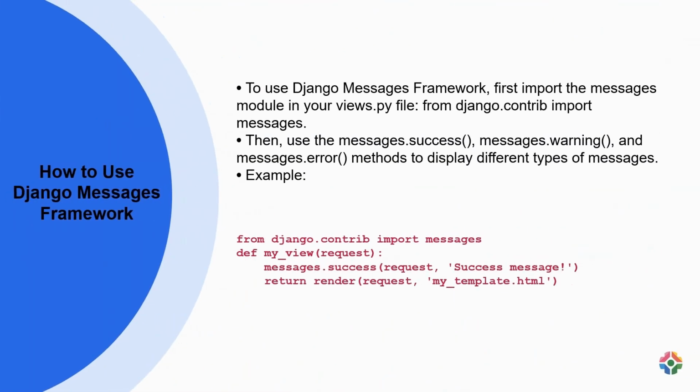To utilize the Django Messages framework in your Django project, you begin by importing the Messages module in your views.py file using the statement from django.contrib import messages. Next, you can utilize the messages.success, messages.warning, and messages.error methods to exhibit varied types of messages to users. For instance, in a view function named myView, you can employ messages.success(request, 'success message') to display a success message to the user. Upon executing this function, users will be presented with the designated message, in this case, success message.